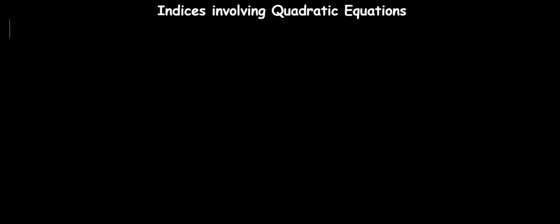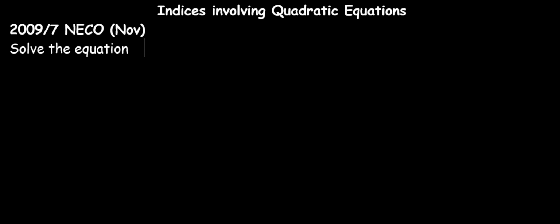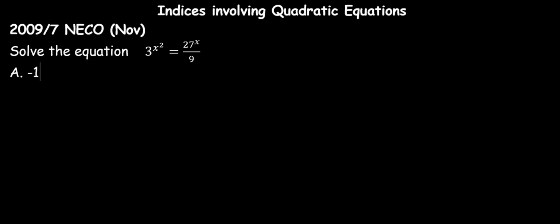Let's take our first example. Solve the equation 3 raised to the power x squared equals 27 raised to the power x over 9. The options are given as A: -1, 2; B: 1, 2; C: 1, -2; D: -1, -2; E: 0, 3.